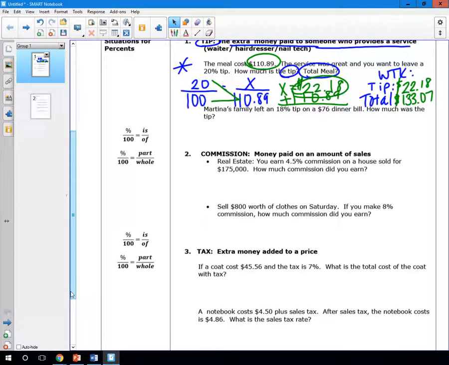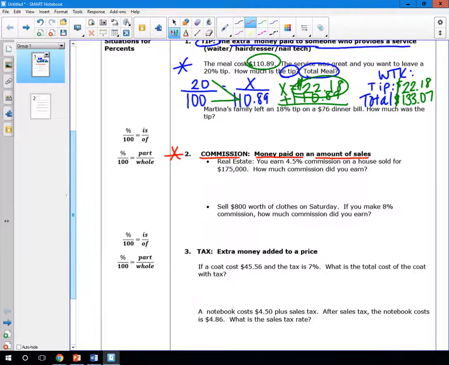Our next section is commission. So commission here is the money that's paid on an amount of sales. For example, if you ever work in sales, maybe you sell houses, maybe you sell cars, maybe you sell jewelry, maybe you sell furniture. Usually when you work in that position, sometimes you get paid by the hour, but a lot of times you get paid by the amount that you sell because you want to sell more so you can make more money. So that's why a lot of times people in sales are constantly trying to sell things, because they're going to make more money the more they sell.